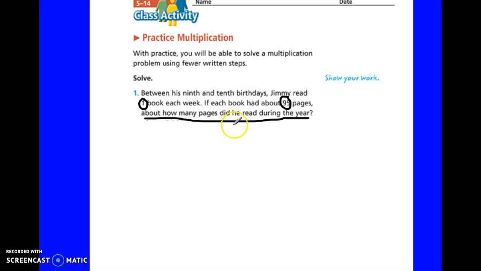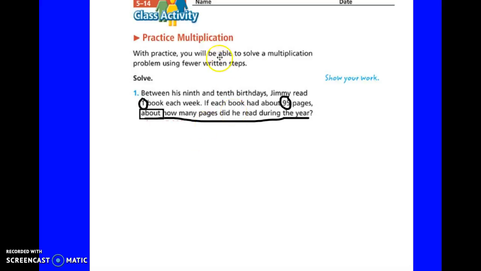Let's see, any key words? Oh, I see this one right here. I'm going to go ahead and box it. It says about how many. Oops, that's not a box, is it? About how many. So I want about here. I want something, it's not an exact answer. I just need an about how many pages did he read.